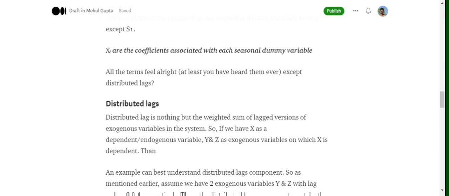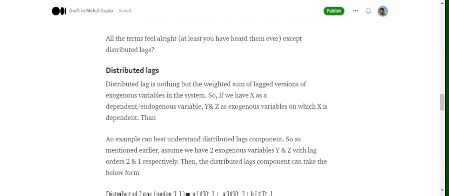Now, moving on to the part that is just unheard of, that is distributed lag. So, what is distributed lag? Distributed lag is just jargon. Basically, if you remember, we started off with the explanation of endogenous and exogenous variables. So, assume that we have a variable x that is endogenous in nature, that is dependent upon the exogenous variables present in the ecosystem, and y and z are the exogenous variables. So basically, distributed lags are the lags of the exogenous variables that we would be using in the equation. It's very easy to understand.